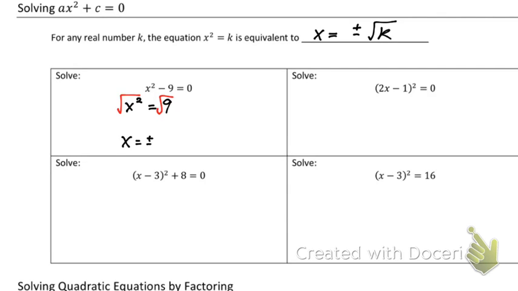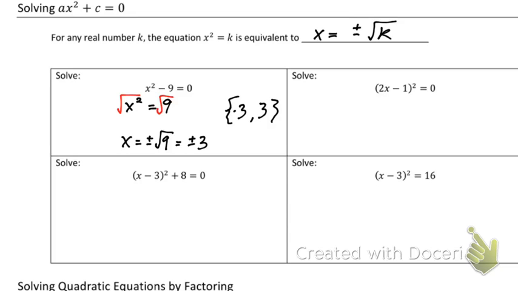equals plus or minus the square root of 9, which is going to equal plus or minus 3. So there's two answers. There's positive 3 and there's negative 3. You can either leave it like this, or you can put it in set notation. I should probably put negative 3 first. Negative 3, positive 3. Those are our two answers. That's the solution set. So you can either leave it like this, or you can put it like that.